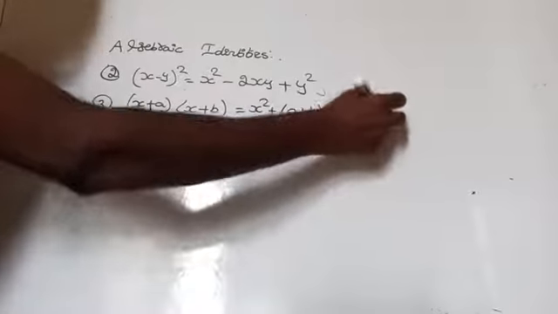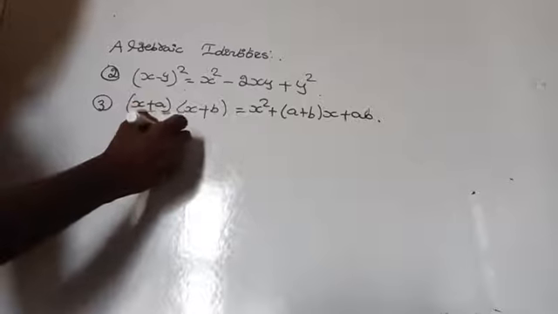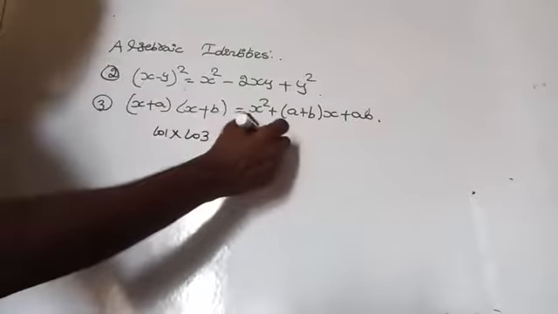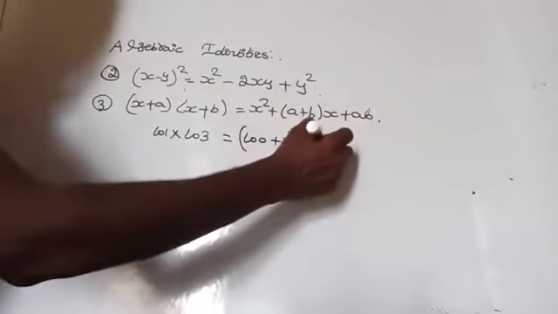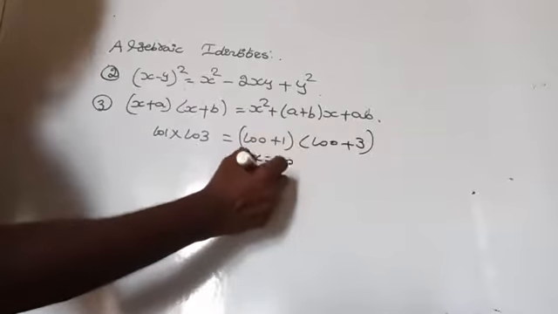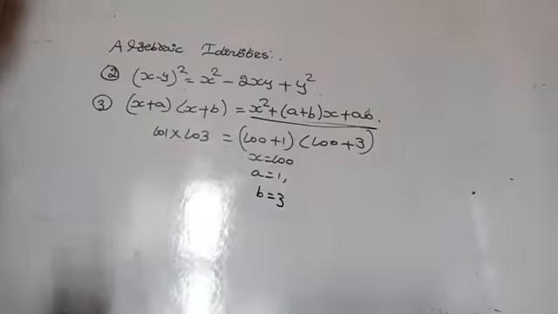Based on this, they can give a question like multiply 101 into 103. So you have to write it like (100 + 1) into (100 + 3). So what is x here? x is 100, a is 1, b is 3. Then substitute here, and you will get the answer.